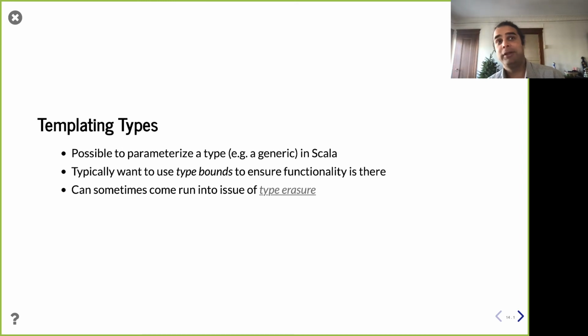A student had a very good suggestion in chat. Maybe the reason Scala didn't always pass around this implicit class tag is that it might hamper Java interoperability. That's a very good suggestion. Yeah, that's probably also one of the reasons.